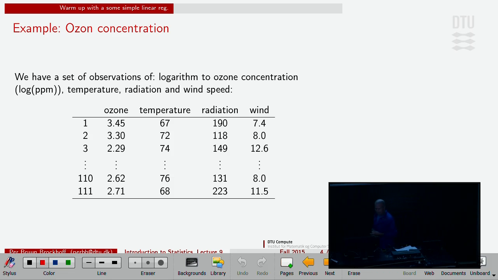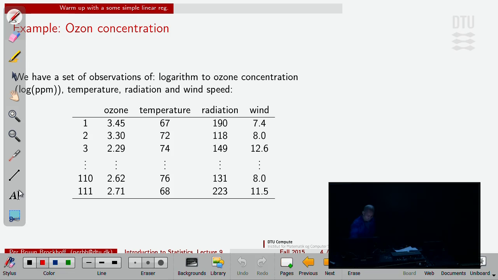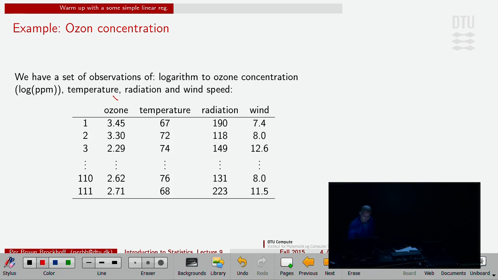These are daily environmental measurements in New York back in the 70s. Those are spring, summer, early fall measurements, not winter measurements. So from May to September, we have 111 days where we have recorded the amount of ozone. That's going to be our Y. That's the interesting thing that we'd like to know about now and in the future.